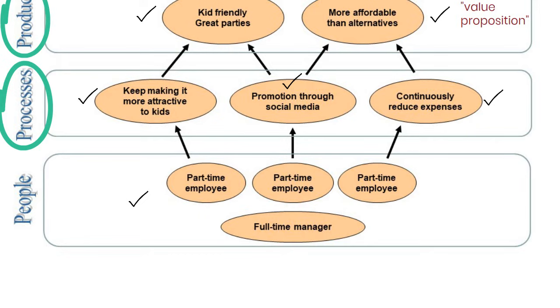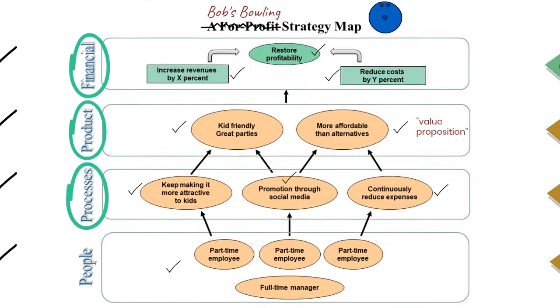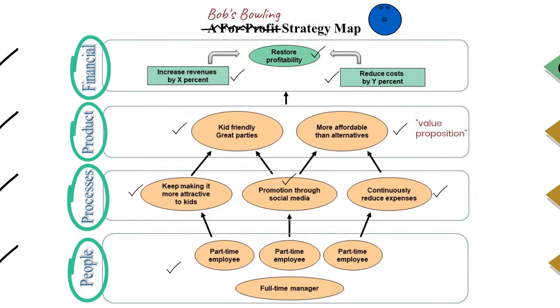Their strategy map looks like this. If they have great people in these jobs, then they can excel at these processes which allow them to deliver this product which enables them to remain profitable. The map reminds them what to do and, importantly, what not to do. And if it's not on the map, then we invest no time or money in it.